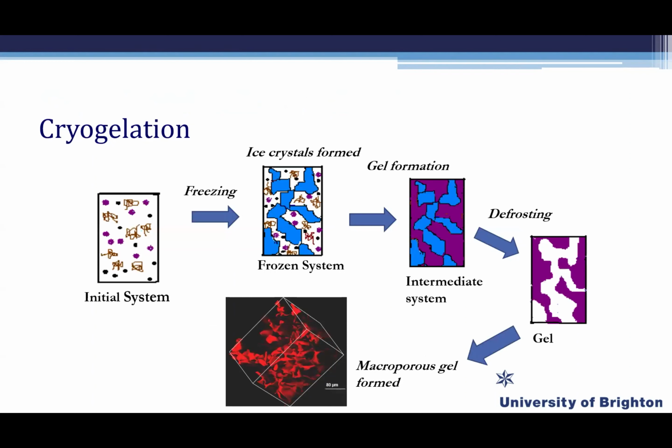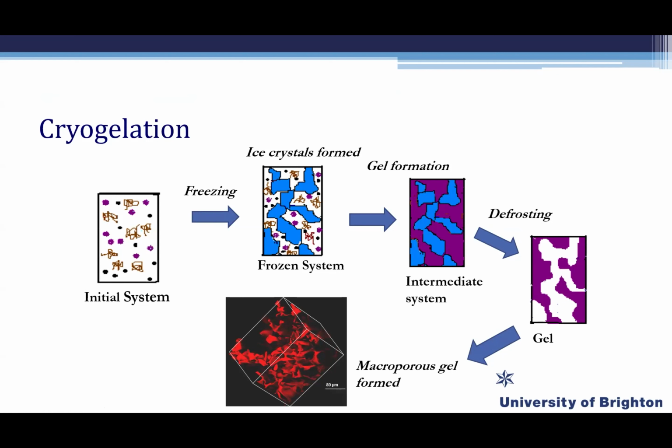So how is the structure made? This is a very simple physiomechanical approach. We just take the initial solution. It could be any solution which can make hydrogels. It could contain some monomers and an initiator for polymerization, or it could contain a polymer and then a cross-linker. And then we just freeze that solution, normally at temperatures of about -12 to -20 degrees.